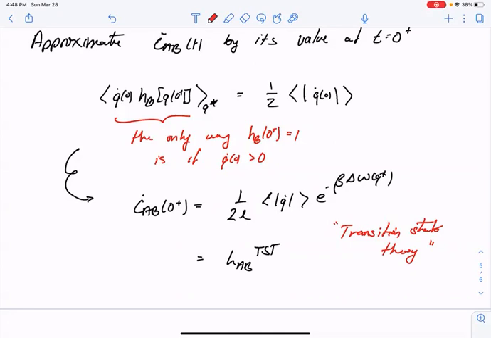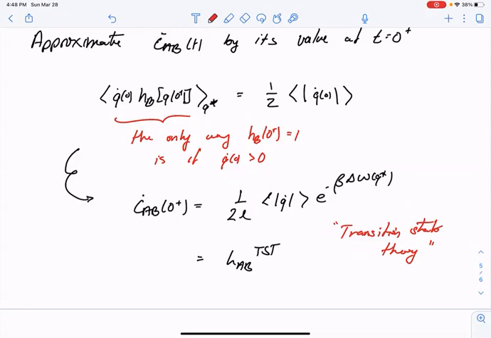So a rate, the probability per time of seeing a reactive event, is determined completely by the probability to get to the top of the barrier times the flux over that barrier. And specifically, transition state theory approximates that flux just by its thermal value.